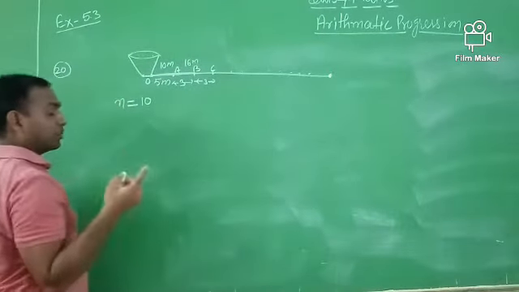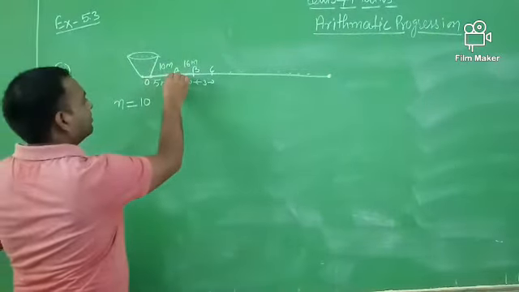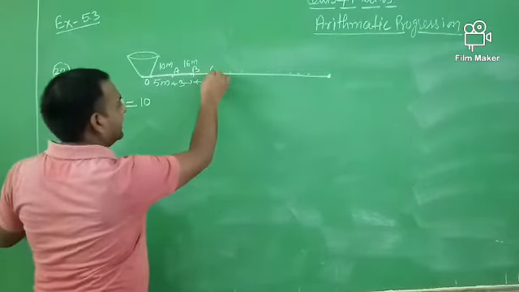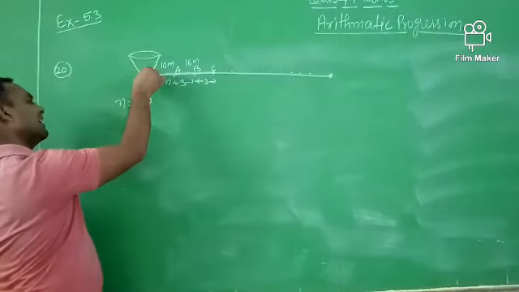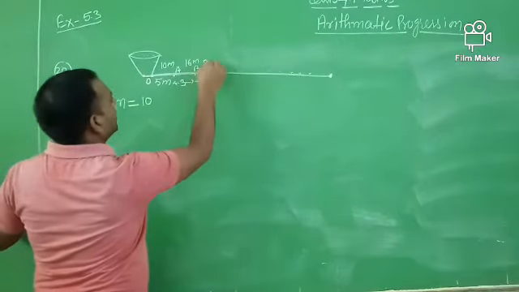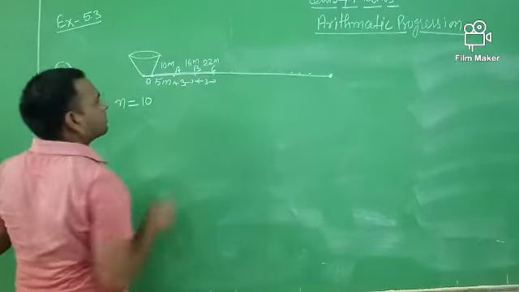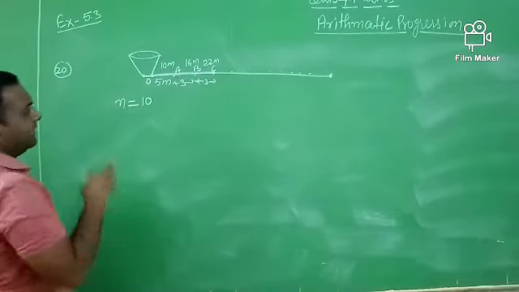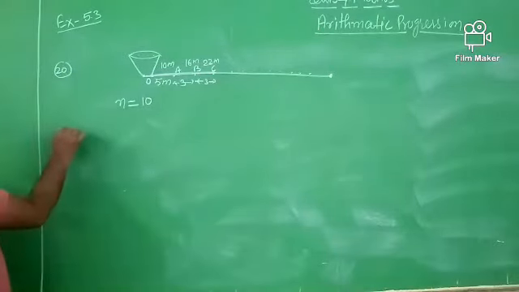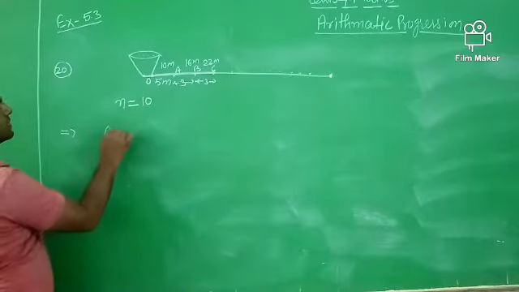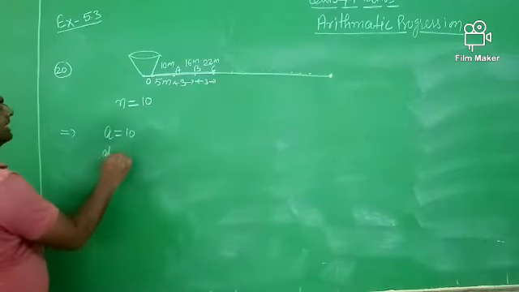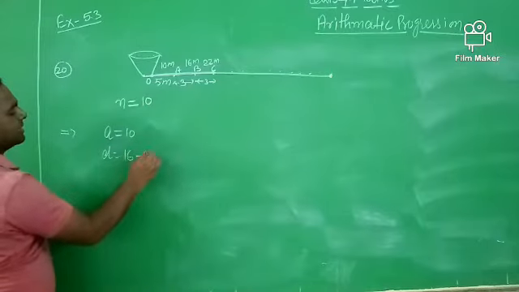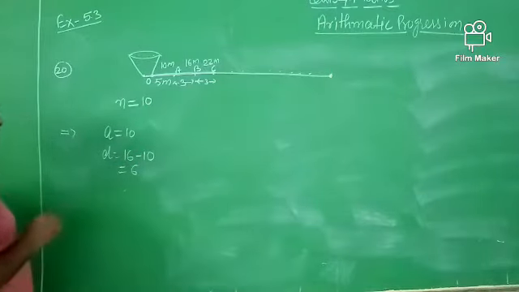Then for the third potato, he goes 5 plus 3 plus 3, which means 11 meters, and comes back to drop the potato, also 11 meters. This is equal to 22 meters. So by the given question, we find the first term a is equal to 10. After that, the difference d is equal to 16 minus 10, which is equal to 6.